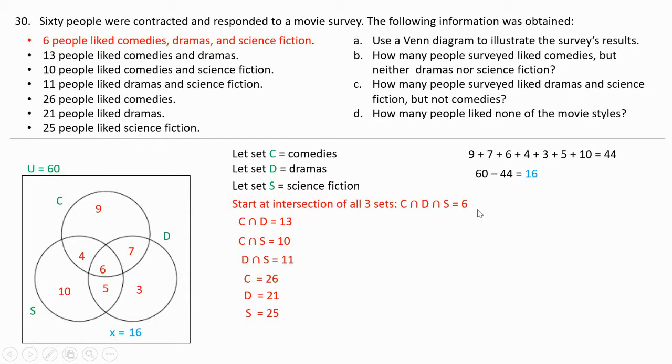Okay? So now let's answer the questions A, B, C, and D. So for A part, guys, this is your answer for A. Use a Venn diagram to illustrate the survey results. So I just did that.